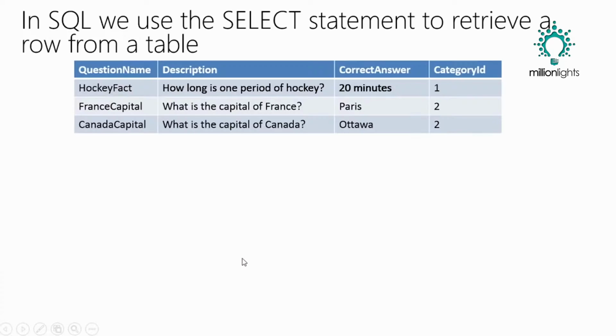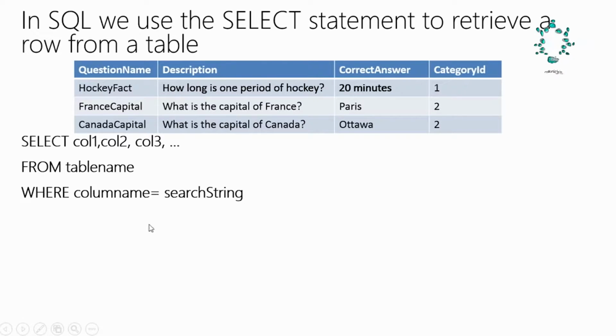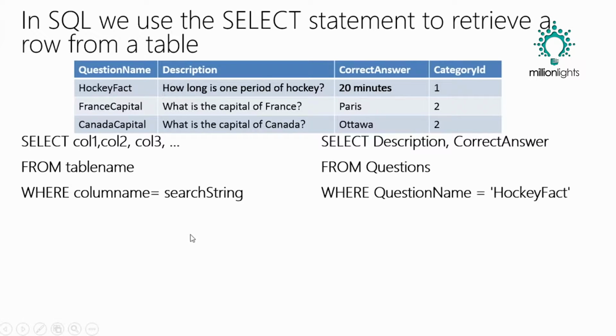So how do I retrieve a row from a database? Well, in SQL, the command we use is the select statement. And the syntax is select. You say which columns you want, you pass in a table name, and you say which record you want. So in this case, for example, I would like the description and the correct answer columns, because that's what I'm going to display on my web page to the user. So that's going to get me back the value in the description and the correct answer columns. Which table? Well, the questions table. So that's my table name.